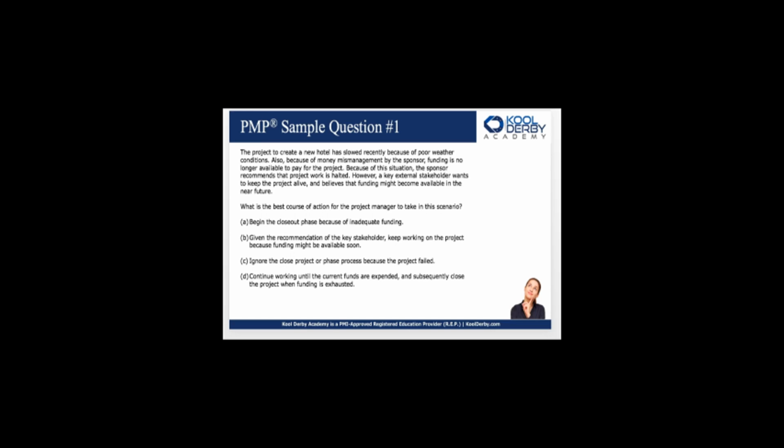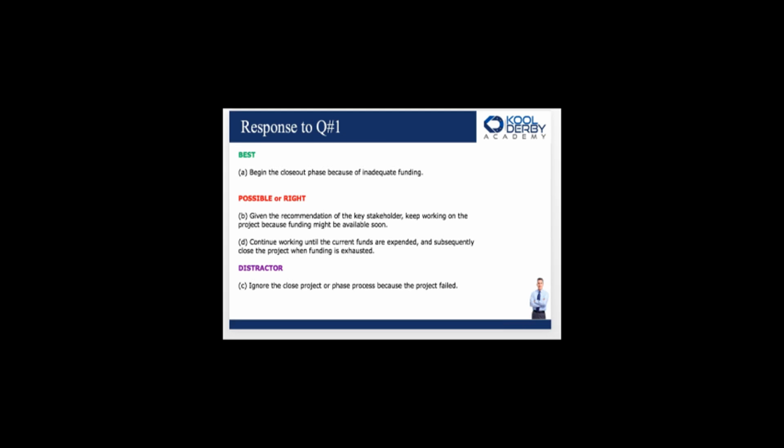So the answer is A, begin the closeout phase because of inadequate funding. This is the best answer. Based on the information you were given, you should select A. If you made assumptions, B or Bravo might be an answer for you, and D, Delta, might be an answer for you. If you made assumptions, avoid making those leaps because usually the answer you're going to select is the wrong one. All right, so A, begin the closeout phase because of inadequate funding.